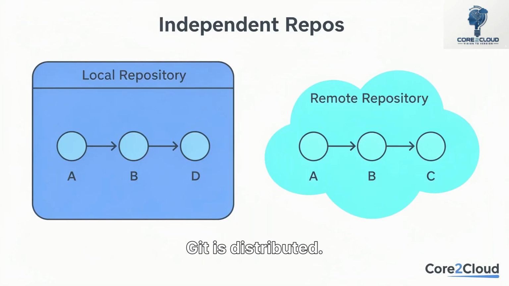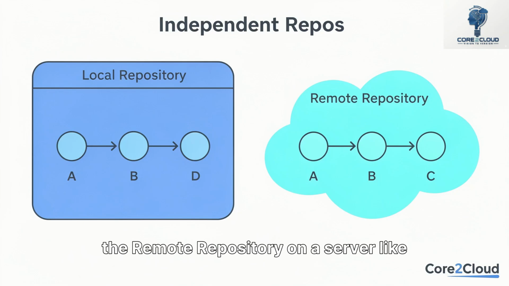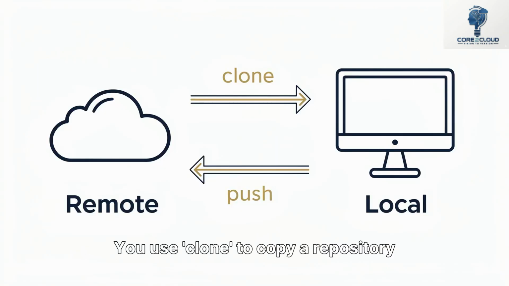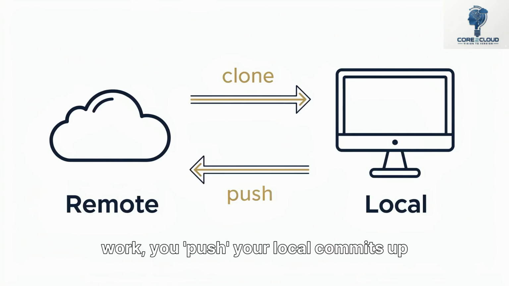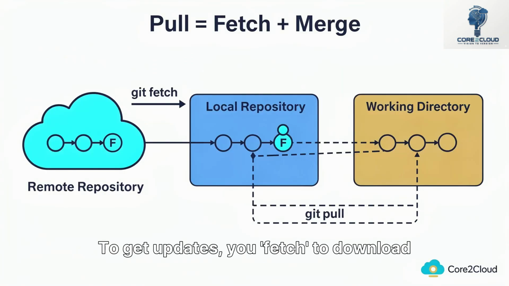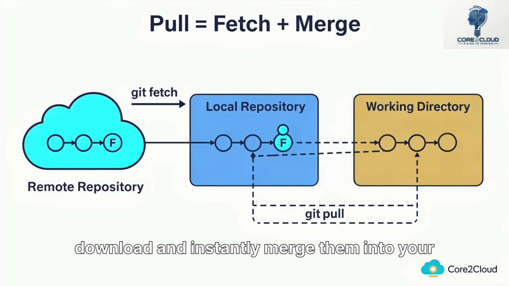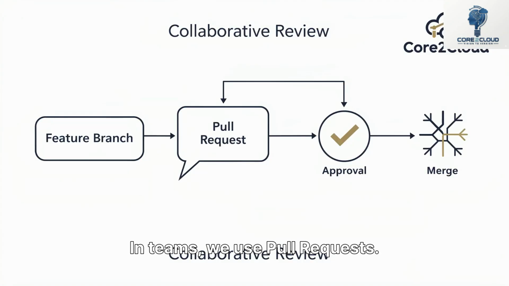Git is distributed. Your local repository on your computer and the remote repository on a server like GitHub are independent copies of the project. You use clone to copy a repository to your machine. And when you're ready to share your work, you push your local commits up to the remote server. To get updates, you fetch to download changes into your database or pull to download and instantly merge them into your working files. In teams, we use pull requests.